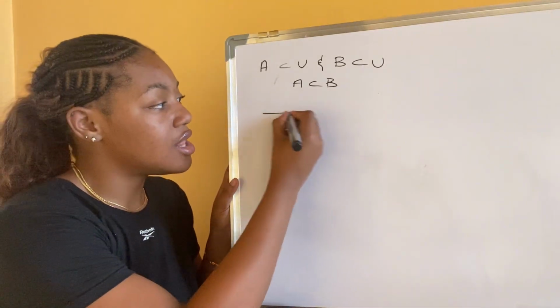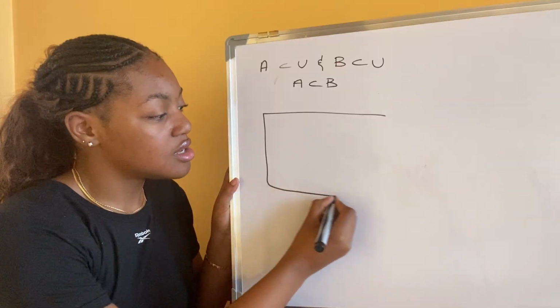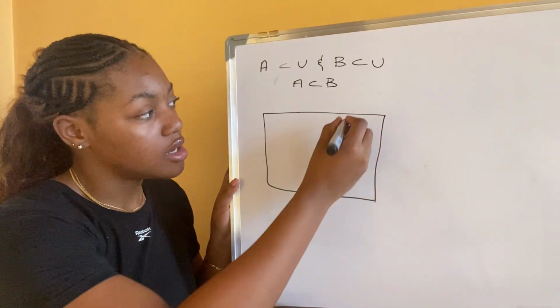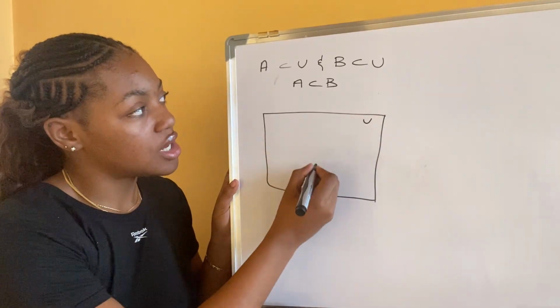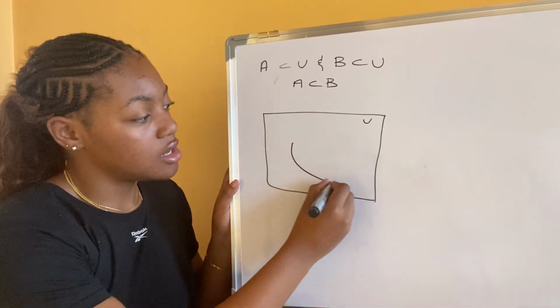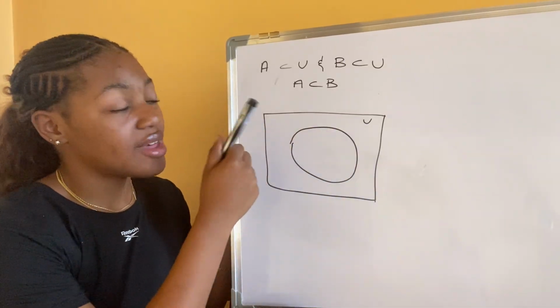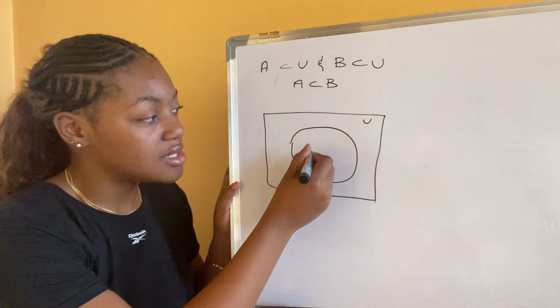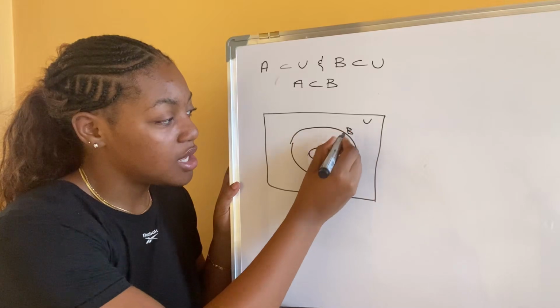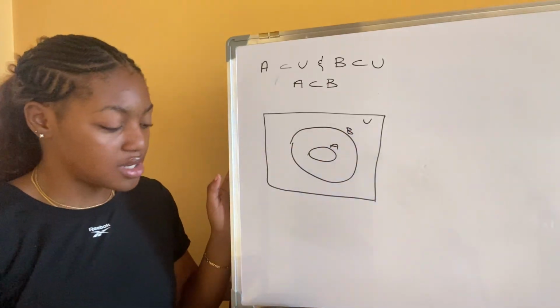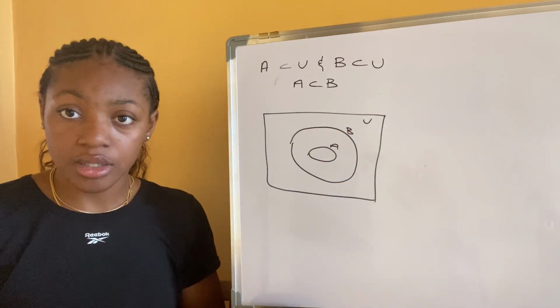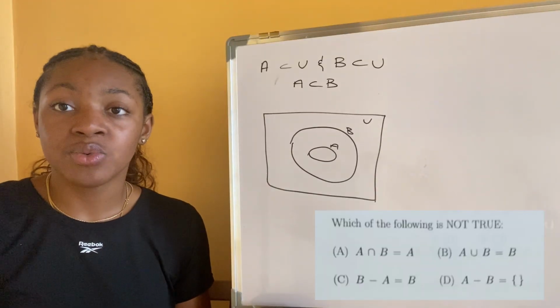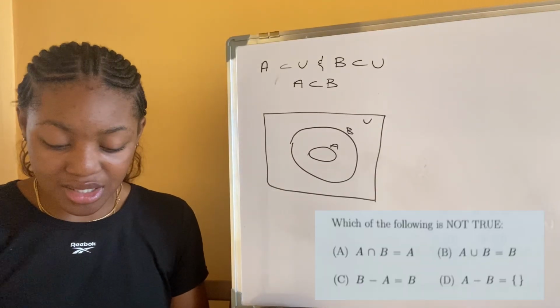So I'm going to draw a little Venn diagram for this to represent the information given. So this is our universal set, and of course, since we know that A is a subset of B, therefore the set A would be inside of B. So this is our B, and this would be our A. So that's how the Venn diagram would look. So the question is asking us which of the following options is not true.